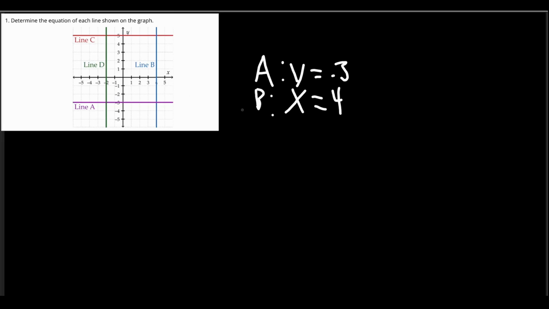Because of that, I'll go pretty quick for C and D. So for C, this is obviously a horizontal line. You can see that it passes through y equals 5, so therefore it's just y equals 5 for C. And for D, it's a vertical line going through x equals -2, and so therefore the equation of that line is x equals -2. Nice. So those are our answers for question 1.